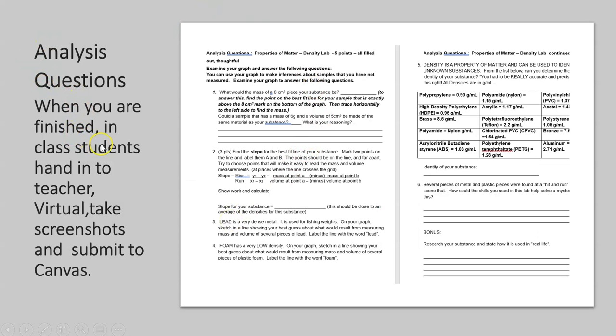So when you're finished, in-class students, you'll hand this into the teacher. Virtual students, or if you're absent the day of the in-class lab, take screenshots and submit it to Canvas.